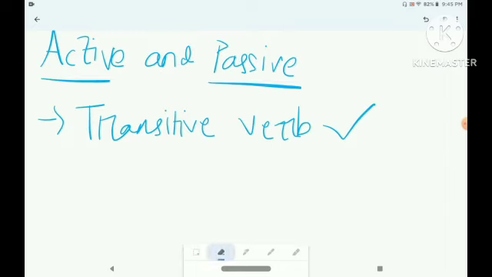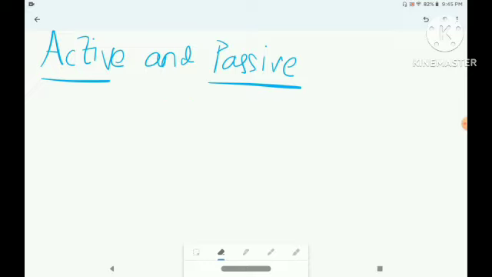Okay, so now active and passive voice, what are they? So now let's start. Active voice: we can say that a sentence is in active voice when the person or thing denoted by the subject is the doer of the action. Let me take an example to make this concept crystal clear to you.